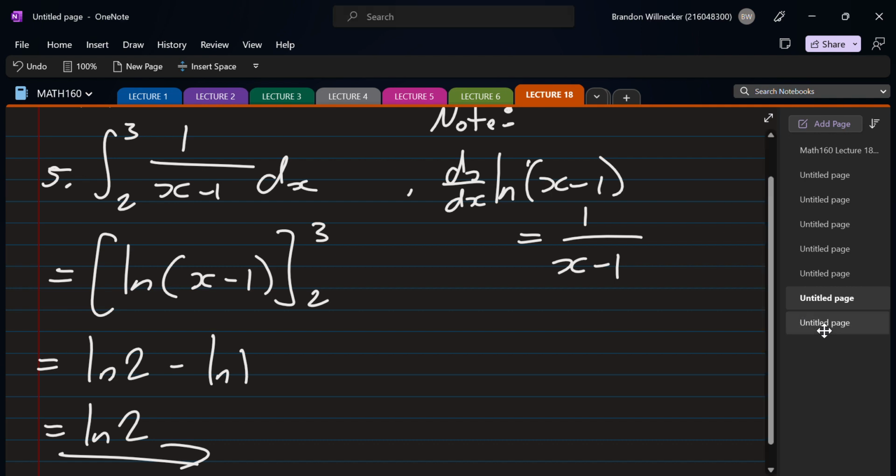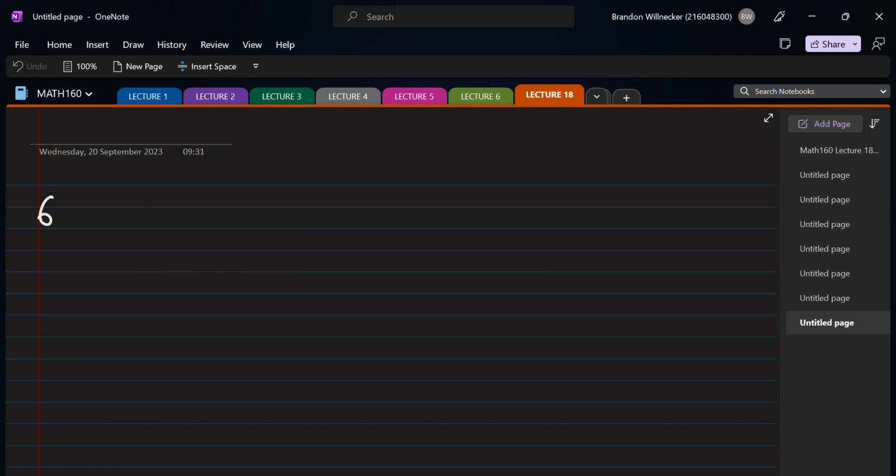Next one, number 6. So we have the integral from minus 2 to 2 of the absolute value of x dx. Now, whenever you have symmetric bounds like this, so you're going from minus 2 to 2, or minus pi to pi, or minus a to a, the first thing you should check is if your inside function is even or odd. The reason is, if it's an odd function, then the answer is automatically 0. If it's an even function, then we can simplify it a bit.